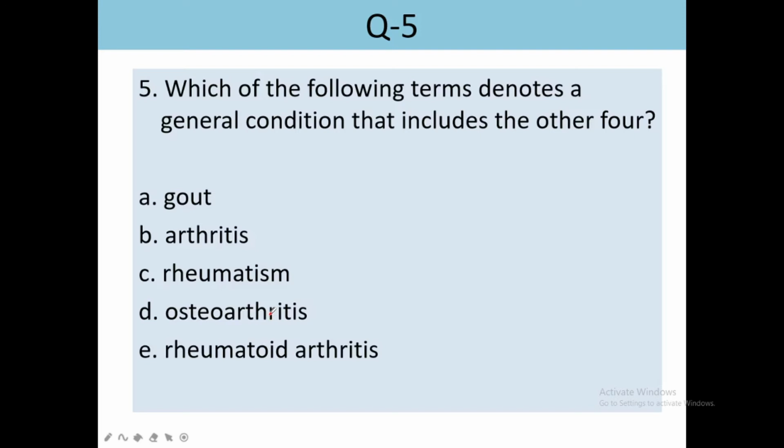Question number 5. Which of the following terms denotes a general condition that includes the other 4? From these 5, one is something that includes the others. So I will choose the C, because in C all the others are already included. Okay, in the clinical portion you had better remember that.